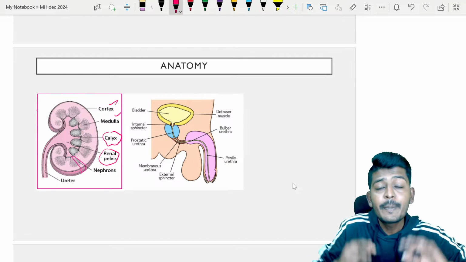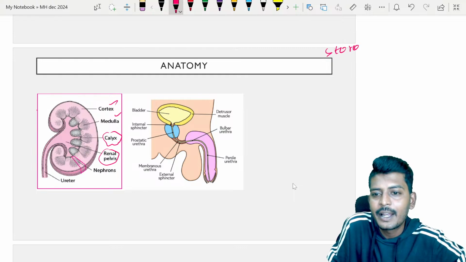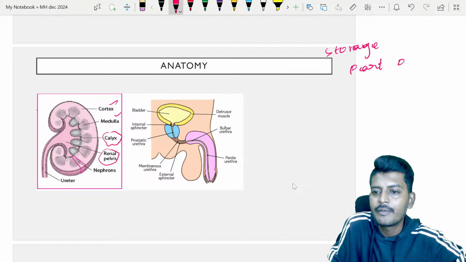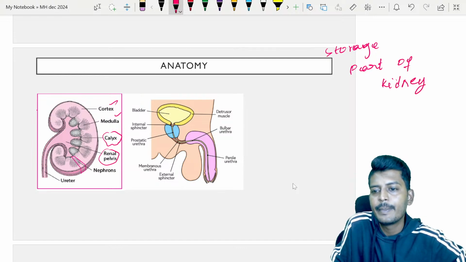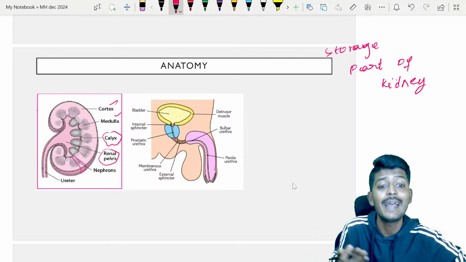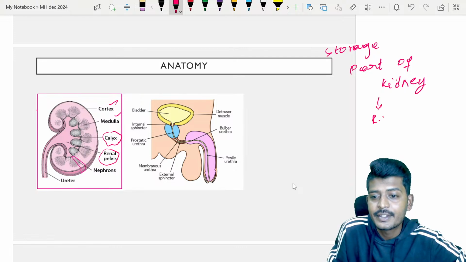pelvis. Which part of the kidney works as a storage unit? Basic anatomy question. Storage part of the kidney. Which part? I want you to remember there are two things to be understood. The filtration part is the nephrons, and the storage part will be the renal pelvis.